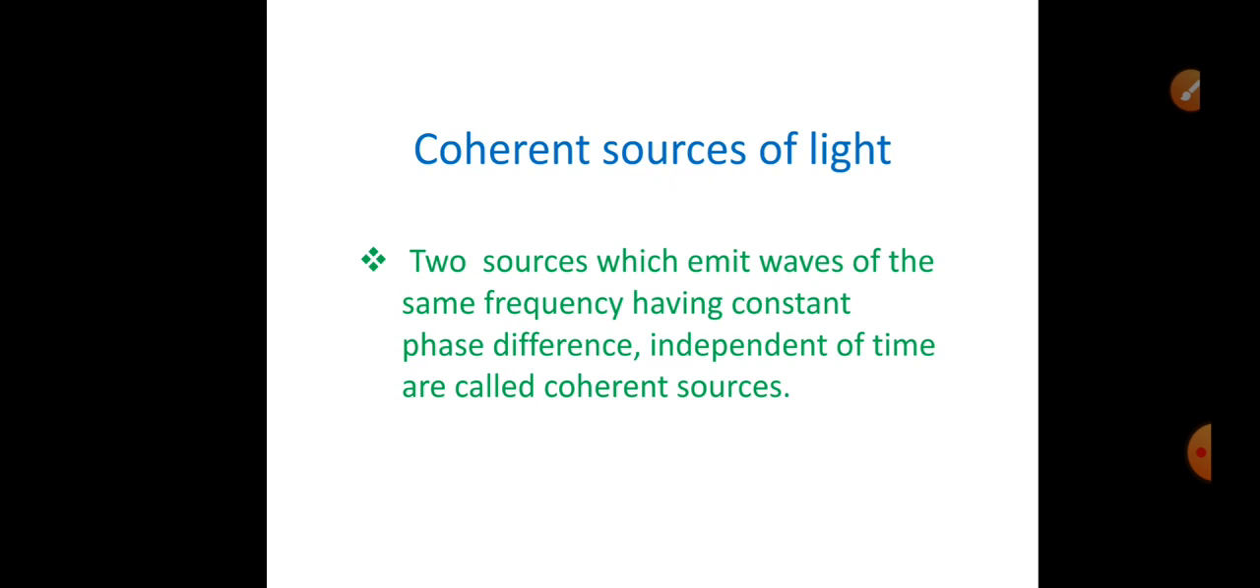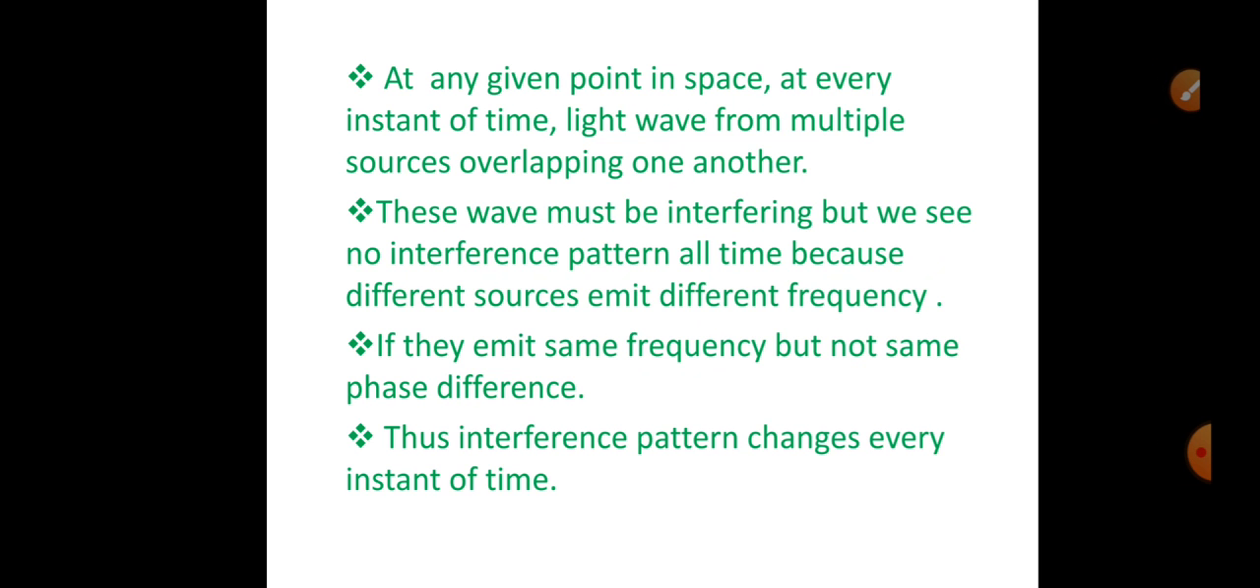Coherent sources are two sources which emit the same frequency, having the same phase difference, independent of time. If two light waves travel with the same frequency, same phase difference, and same amplitude, and they overlap each other, interference can be formed. That interference is determined by alternate brightness and darkness.